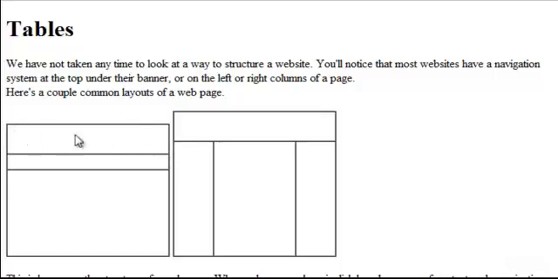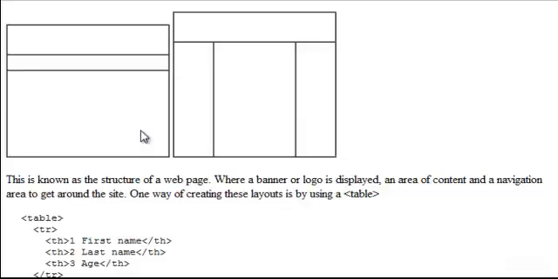Right up here is usually where the banner goes, navigation goes in here, and then the content is the rest of the page. Or we'll have a banner or a logo up here, column 1 for navigation, column 2 for navigation and/or ads, and then content in here. Now there are different variances. These are just a couple examples I wanted to quickly show you. This is known as the structure of a web page, where a banner or logo is displayed, an area of content, and a navigation area to get around the site is also displayed.